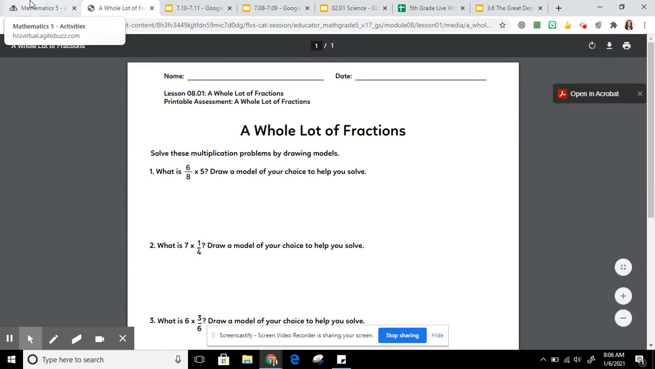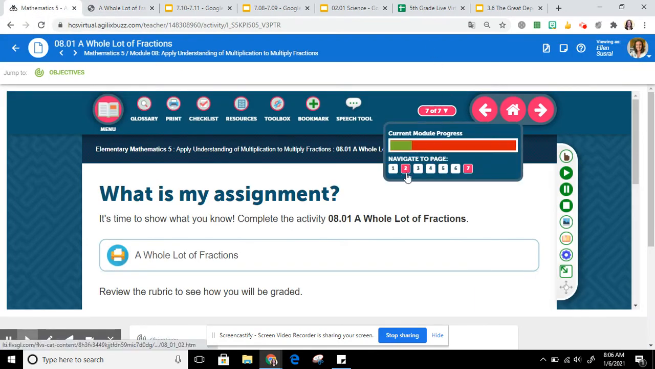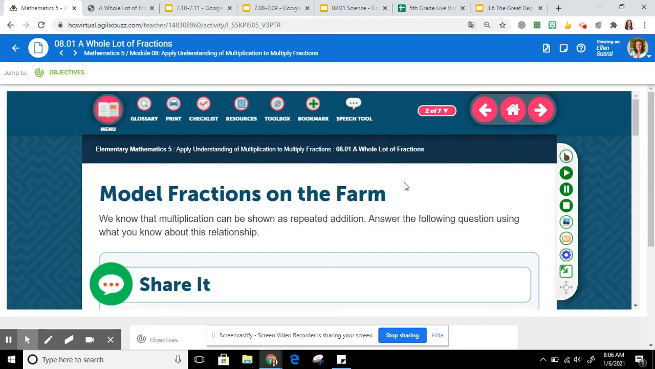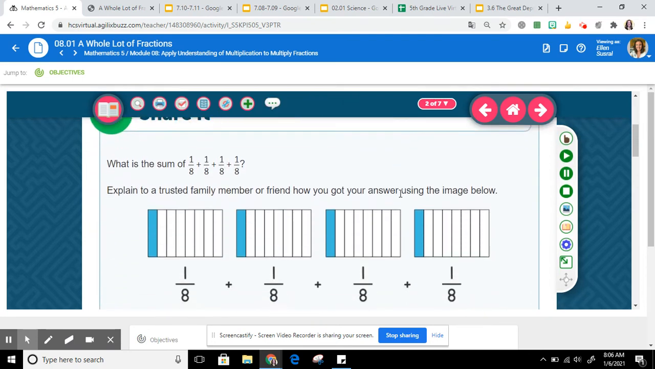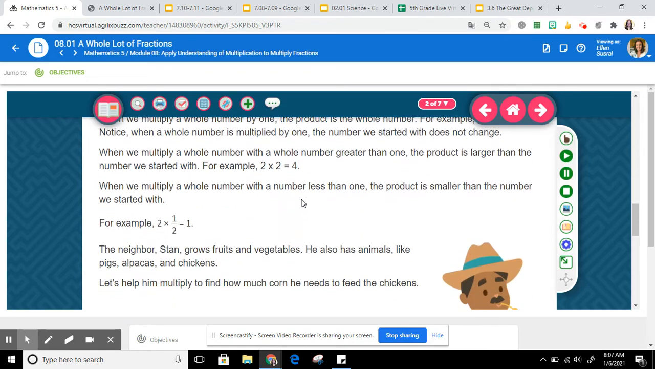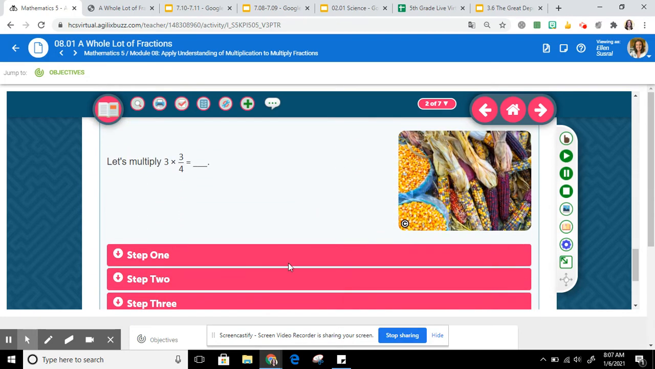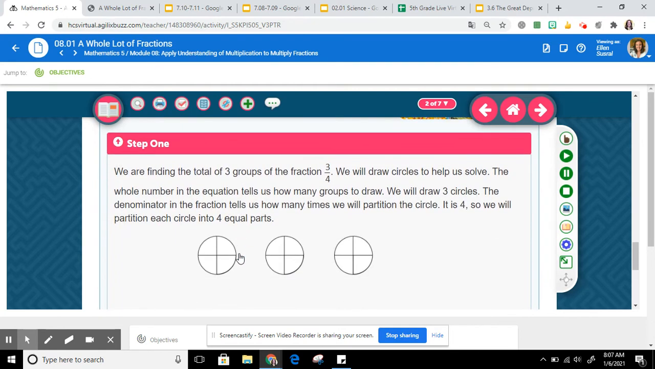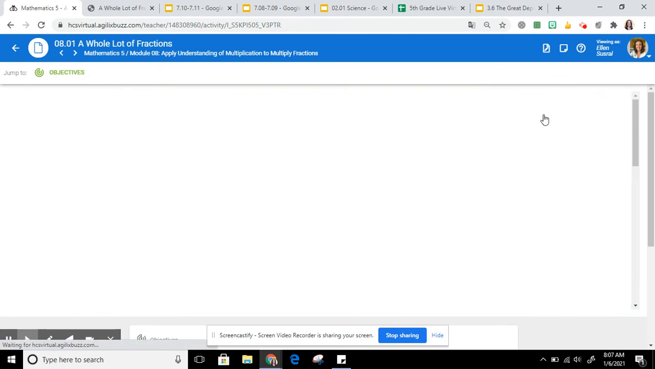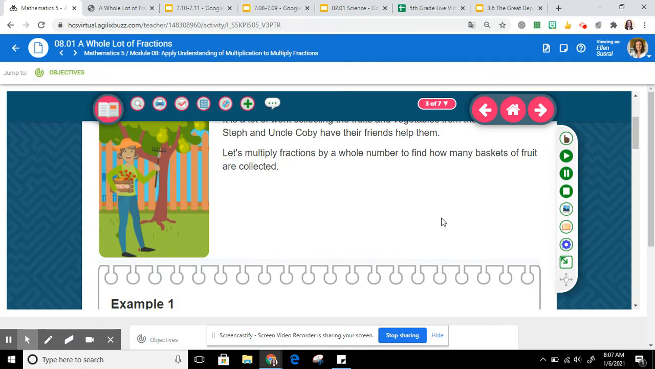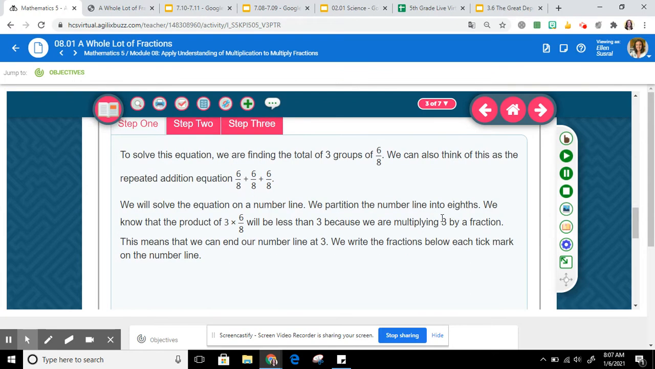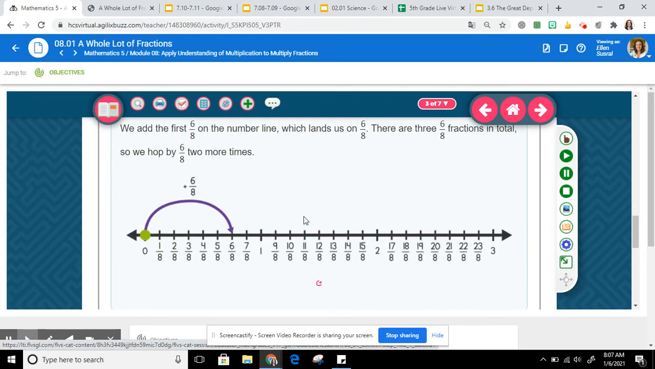Now, the lesson, I'm going to go back to the lesson. I'm going to go to page 2. The lesson shows all different examples of how you can use models to multiply a fraction by a whole number. Here you've got your fraction bars on the second page. This example is using circles broken up into fractions. But I know I was looking through, one example shows like a ruler. Here we've got more fraction bars. Let's see, here they're using a number line.